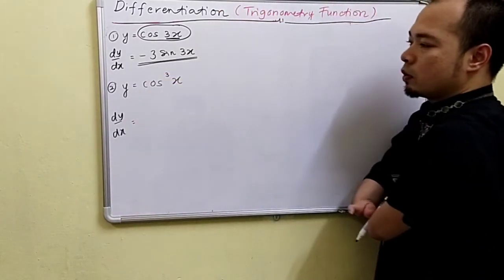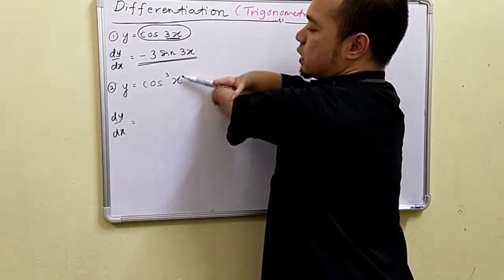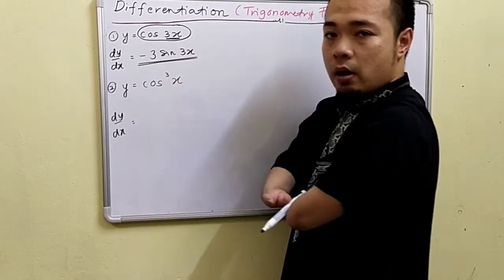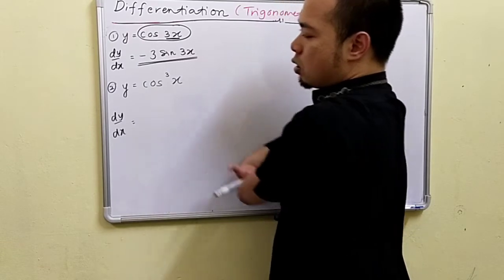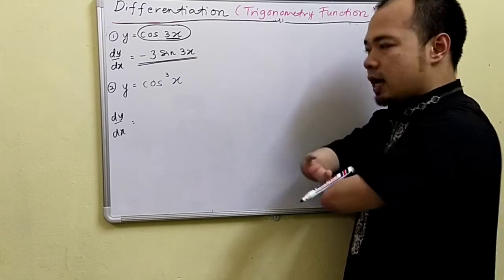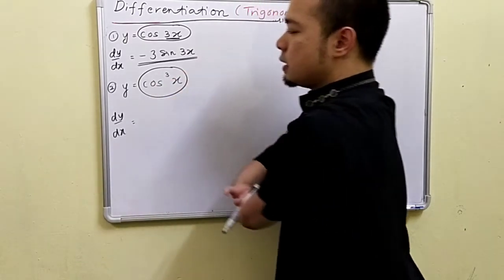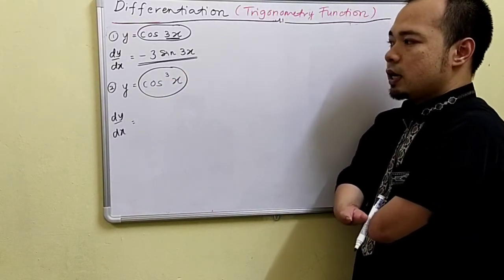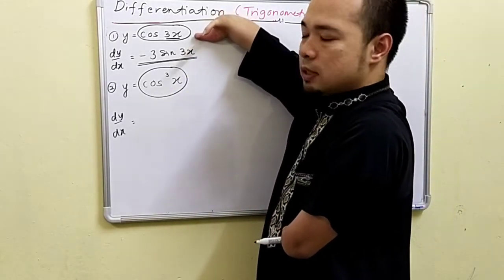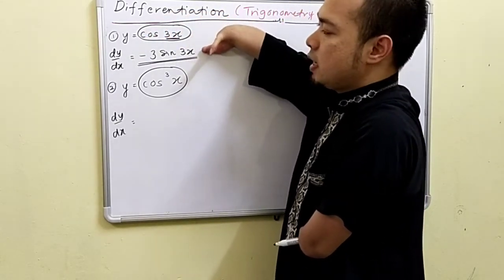Now, question number 2 is different compared to question number 1. In question number 2, this 3 now represents the power for the cos. For this case, I am still using the outside and inside, but right now the way I am looking at the outside is different compared to example number 1. What is the outside that we must focus on? The type of the function. That's how I get negative sign.